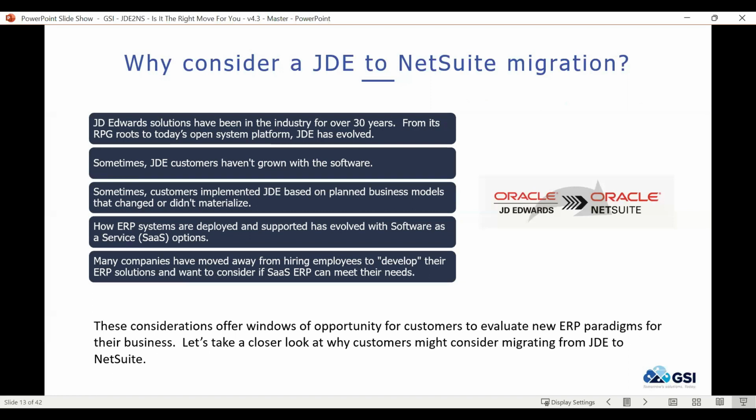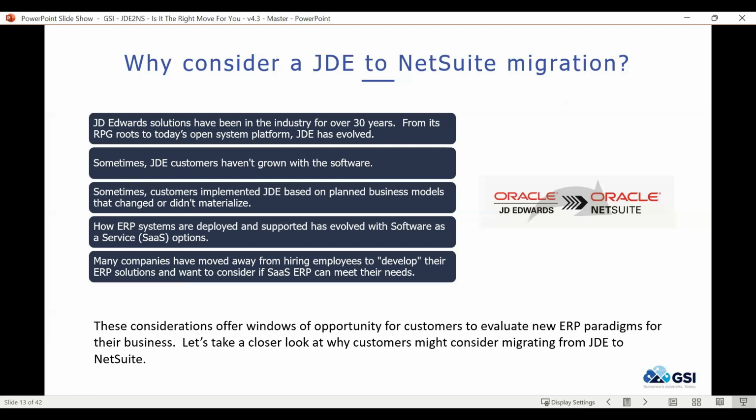Maybe they planned JD Edwards as a robust, dynamic environment that they would grow with, only to find out that something changed in the business. Could have been a complete directional change, or it could have been something that impacted their growth. Sometimes customers that implemented JD Edwards based on business plans, business models, found out that didn't materialize. Now they've got a large investment in a software platform that is not driving the value for its cost that they had expected.